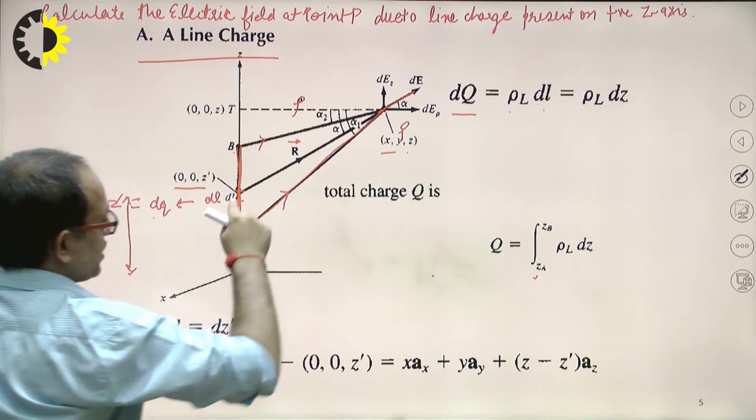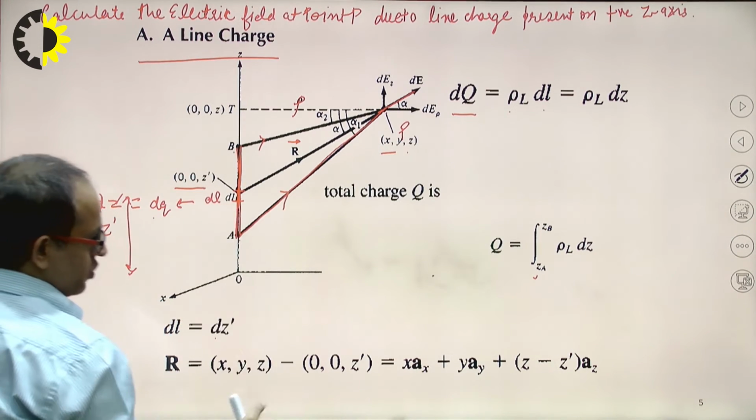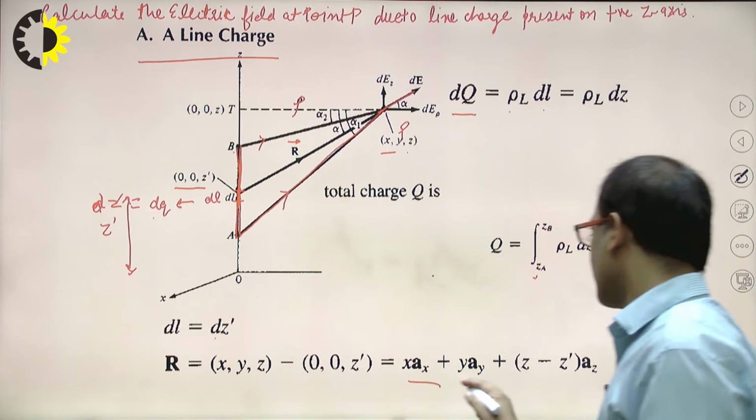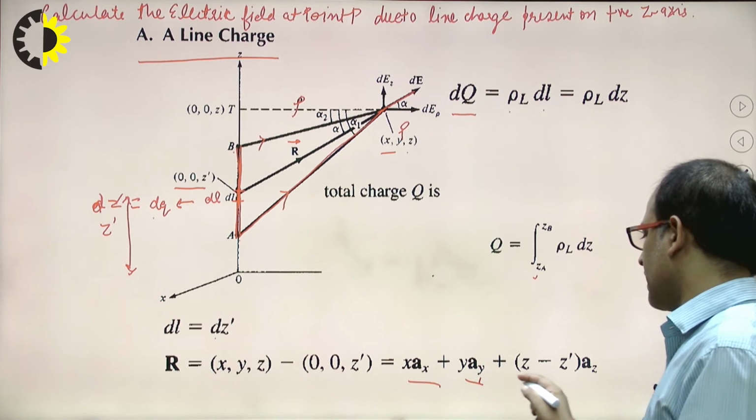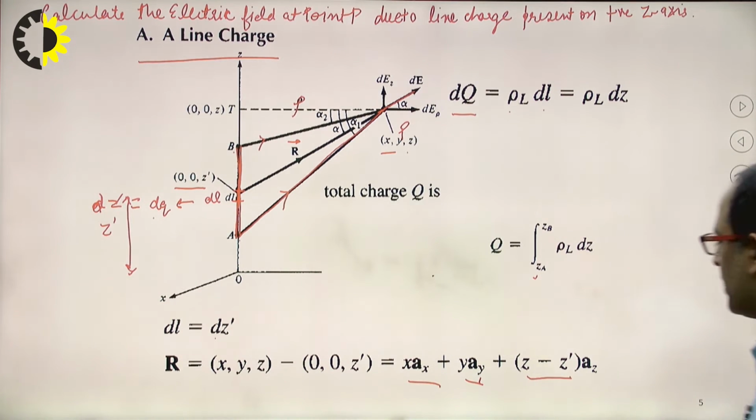R vector is equal to x y z, this has a coordinate x y z, minus this coordinate 0, 0, z dash, that will be x a cap x plus y a cap y plus z minus z dash a cap z.